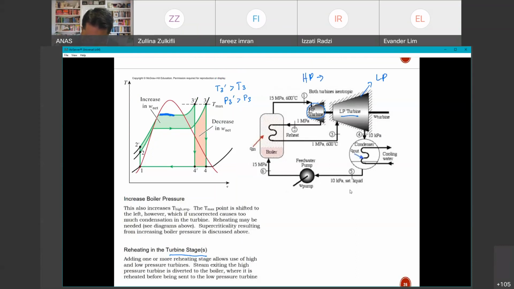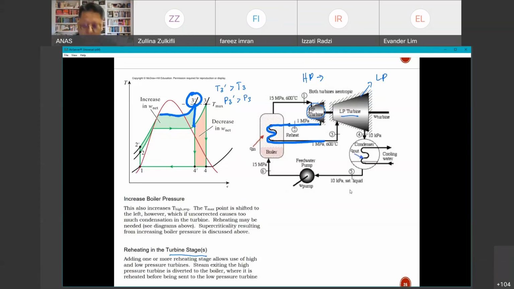If you look at the diagram, this is the 3 prime, sorry, 3 prime. So what happened is that after it exits the 3 prime, it goes down, basically goes out, and then it's being reheated over here.